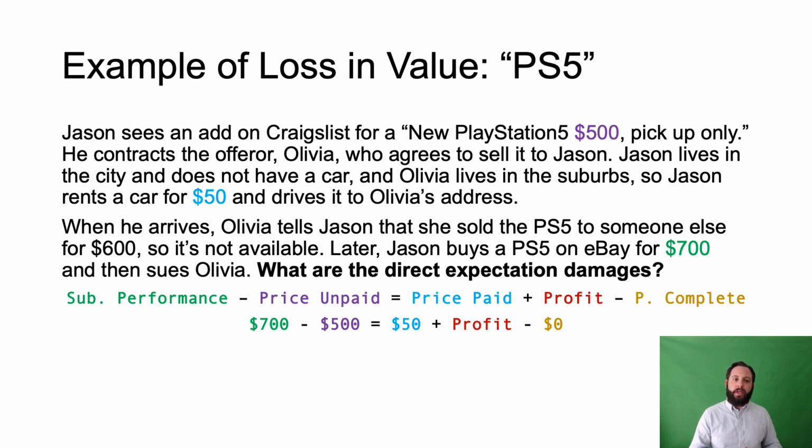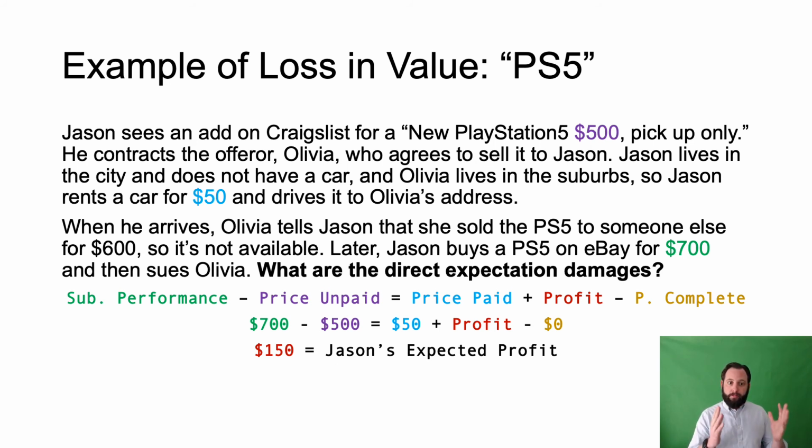But it's worth noting that that $50 is a price that was already paid. It is part of what he expected to pay. Jason really expected, if you think of it in the perspective of the value of the PlayStation versus what he actually paid, he expected to be $150 better off because of this deal with Olivia. Remember, the PlayStation was $500, but he expected to spend $50 in getting it, making the cost of the PlayStation effectively $550, the item plus the shipping or pickup. And therefore, the expected profit was only $150 in this case.